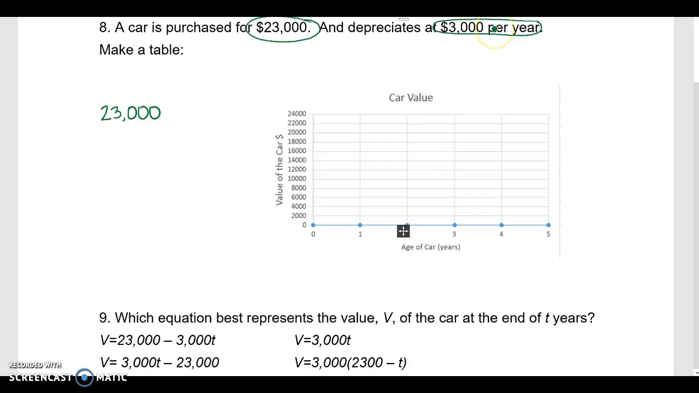So per is a keyword that means what? Per doesn't mean add, subtract, multiply, or divide. If it's 3,000 per year, so 1 year it's 3,000, 2 years, well, it's 3,000 and 3,000. So per means to multiply, and it depreciates. So that's a keyword we need to make sure we know what it is.